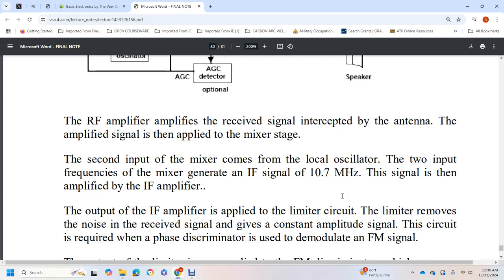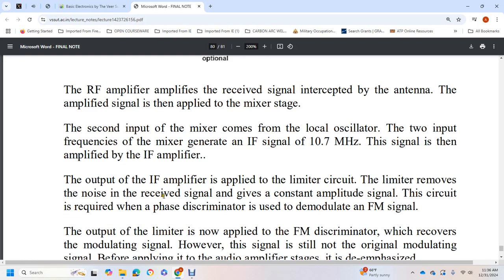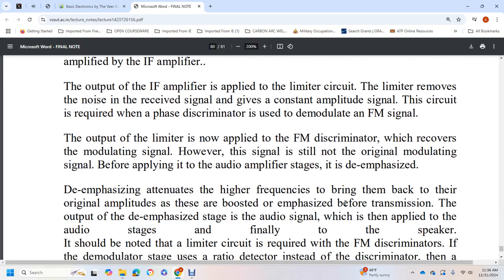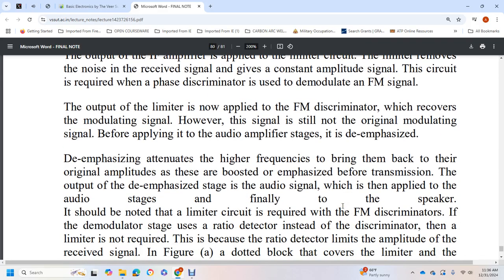The signal is then amplified by the IF amplifier. The output of the IF amplifier is applied to the limiter circuit, which removes the noise of the received signal and gives a constant amplitude signal, as required by the phase discriminator to demodulate the FM frequency modulated signal. The output of the limiter is then applied to the frequency modulation discriminator to recover the modulating signal.